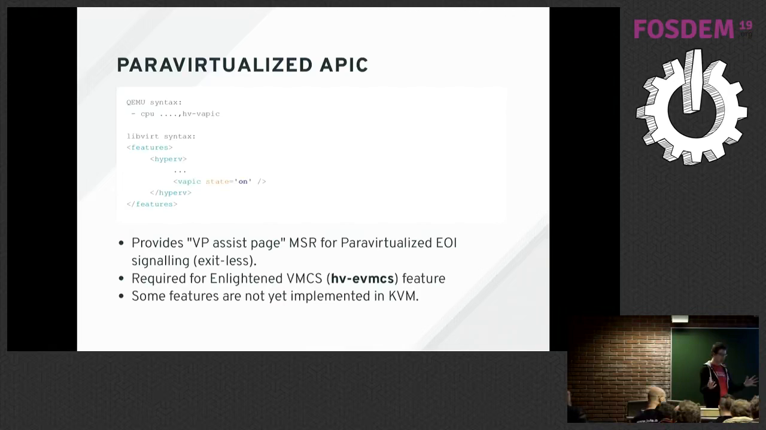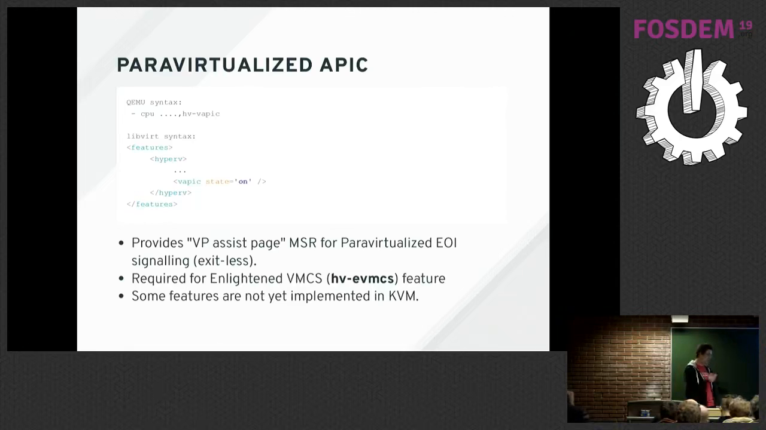Your guest will notice the interrupt and probably will start doing something about it, like launching an interrupt service routine. But when it's done, it needs to somehow signal the fact that it's done with the interrupt and it's ready to receive the next one, right? In hardware, like in physical EPIC, you basically write to a register, and the operation is pretty fast. You write to the register, it resets the bit, and then you can receive the next interrupt.